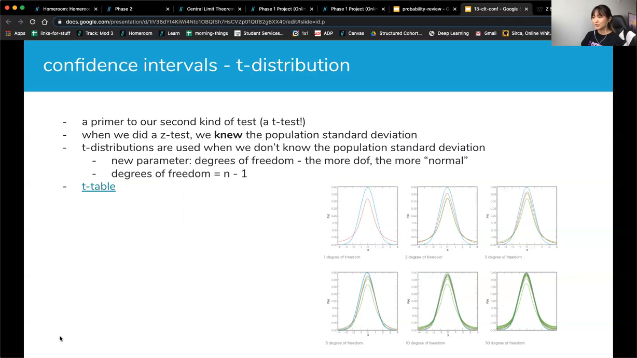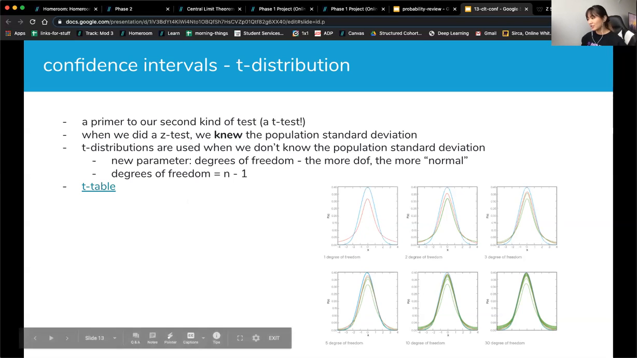So t-distributions are used when we don't know the population standard deviation. With t-distributions, we have a new parameter that we have to consider, which is the degrees of freedom. Basically, the more degrees of freedom you have, the more like a normal distribution your t-distribution will look.